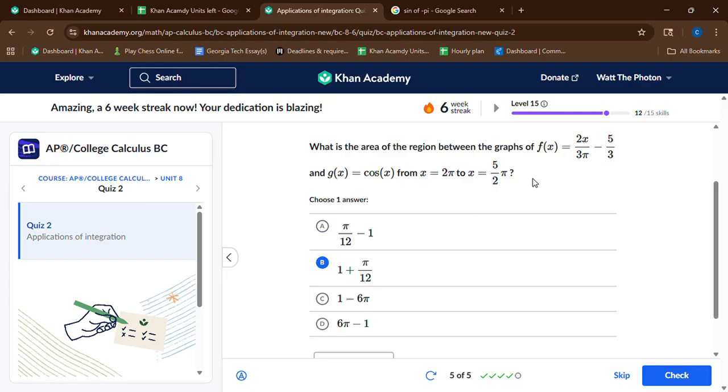So what is the area of the regions between the graphs? f of x is equal to 2x over 3 pi minus 5 over 3, and g of x is equal to cosine of x from x equals 2 pi to x equals 2.5 pi. That's the question.